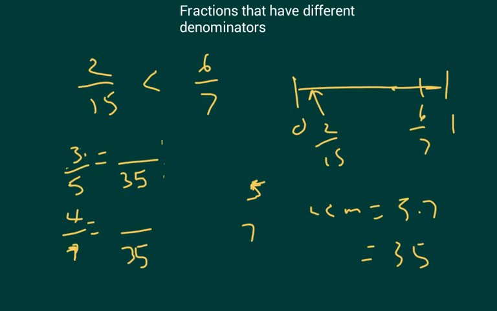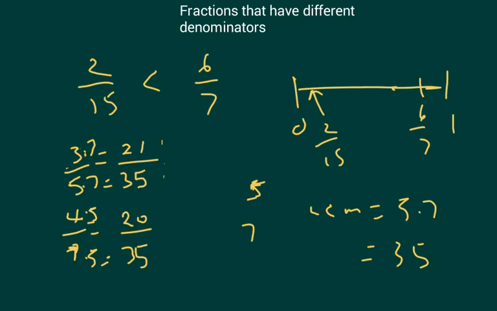So what are we going to multiply 7 by to get 35? And that would be 5. So we have to multiply 4 times 5, and we get 20. What do we multiply 5 by to get 35? And the answer there is 7. So we have to multiply 3 times 7, and we get 21. And they're very close in value. You can see 21 35ths is very close to 20 35ths, but 3/5 is a little bit greater than 4/7.